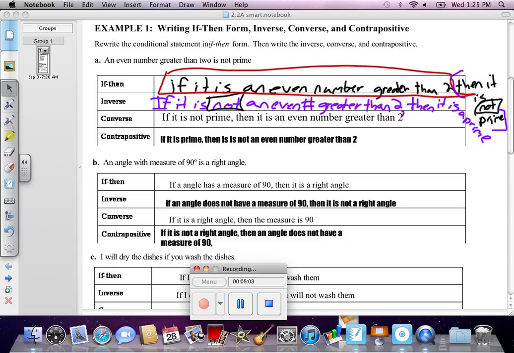Okay, now you guys are going to have to try C on your own. I will dry the dishes if you wash the dishes. So you're going to have to make that into an if-then statement. Can you make that into an if-then statement? Then for the inverse, I want you to make it negative. The converse, I want you to go back to the original if-then statement and switch the hypothesis and conclusion. And then the contrapositive is making the converse negative.